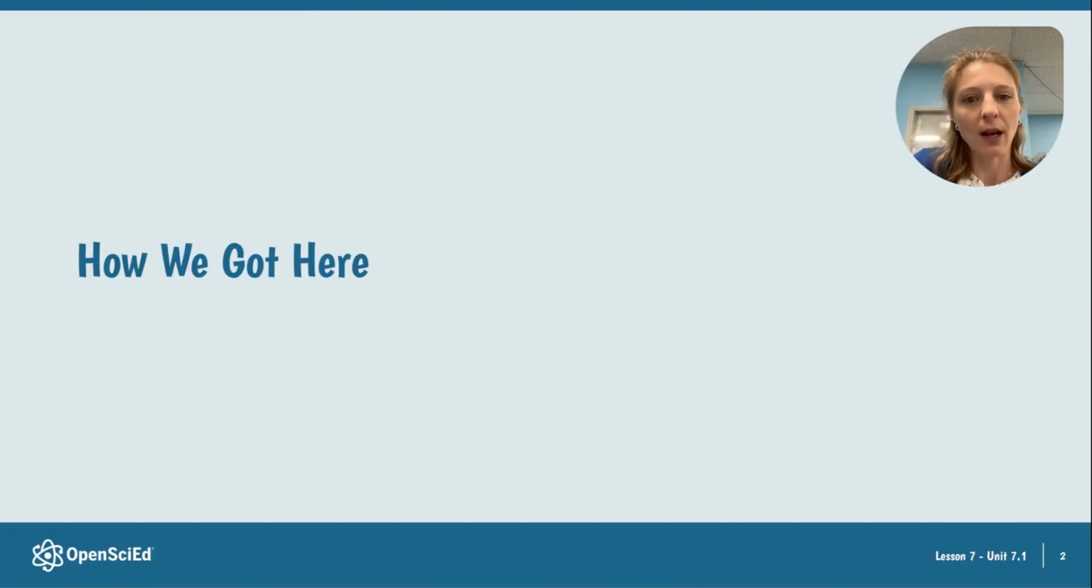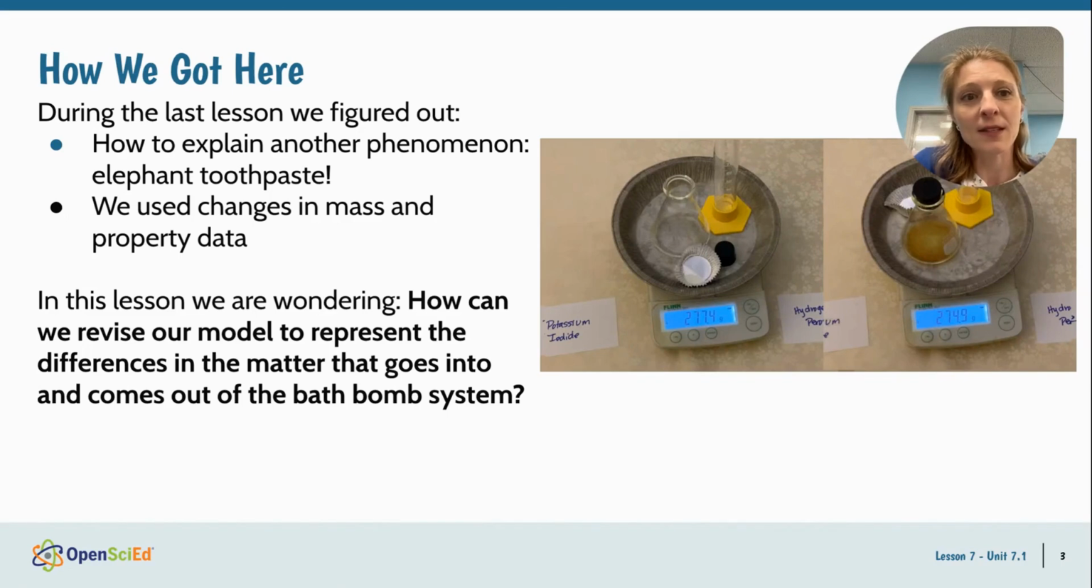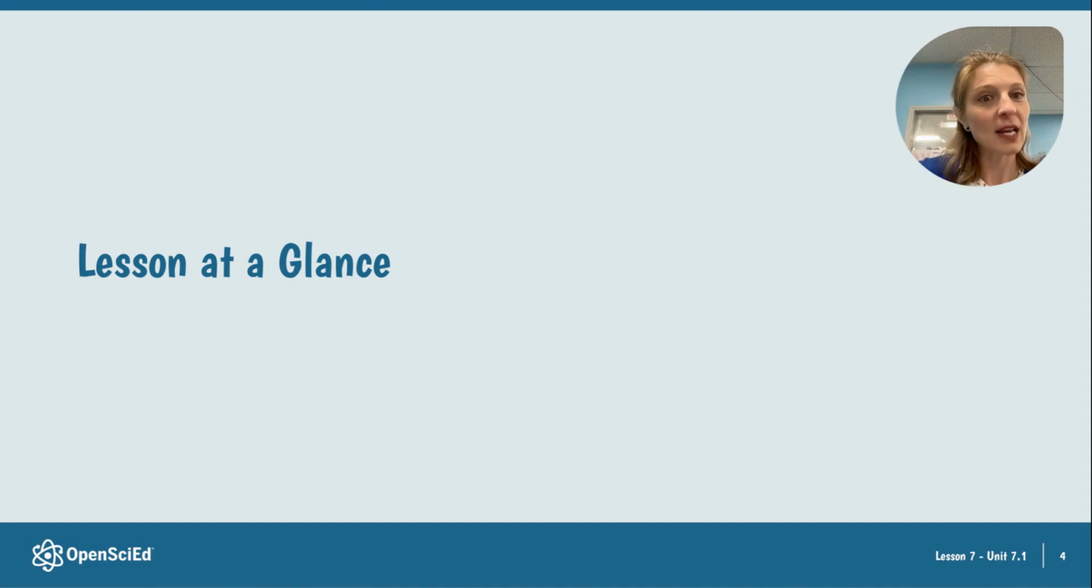Let's take a look at how we got here. In Lesson 6, the students figured out that we could use what we had learned in Lessons 2 through 5 in order to explain a new phenomenon, elephant toothpaste. The students were able to use changes in mass and property data in order to answer 3 test questions. So now we're wondering, how can we revise our model to represent the differences in the matter that goes into and comes out of the bath bomb system? Let's look at a lesson at a glance to see how the students will answer this question.